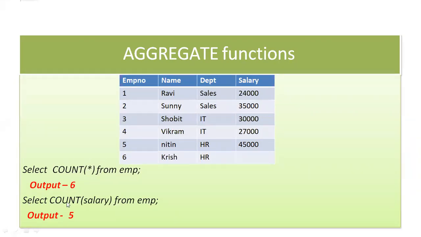So SELECT COUNT salary from EMP. See here, 6 records are there, but salary is not given in all 6 records. So it will display 5. How many salaries are there? 5. 5 records have a salary, 1 record has a null value. So it will display 5 only.